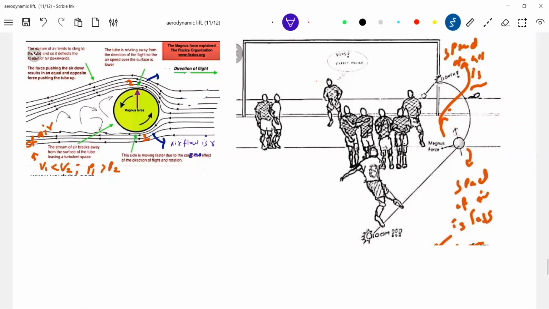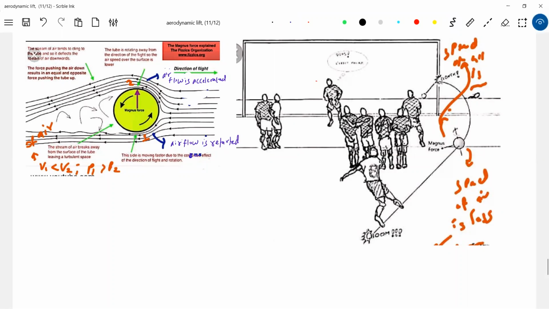Airflow is retarded. Here, airflow is accelerated. And these are very important. Without this, you can never understand anything. Rest all everything we know.